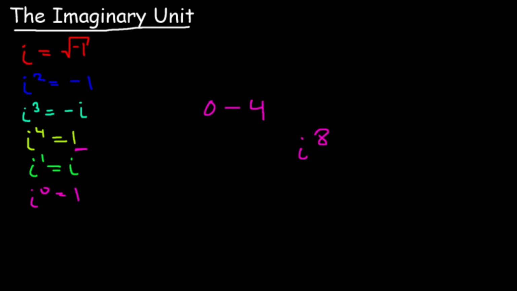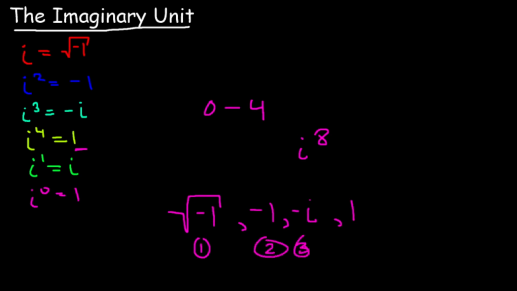You might get a little confused here, but I stopped because there's a pattern. We started off with i by itself, which is the principal square root of -1, and then i squared is -1, and then i cubed is -i, and then i to the power of 4 is 1. This is the first, second, third, and fourth.